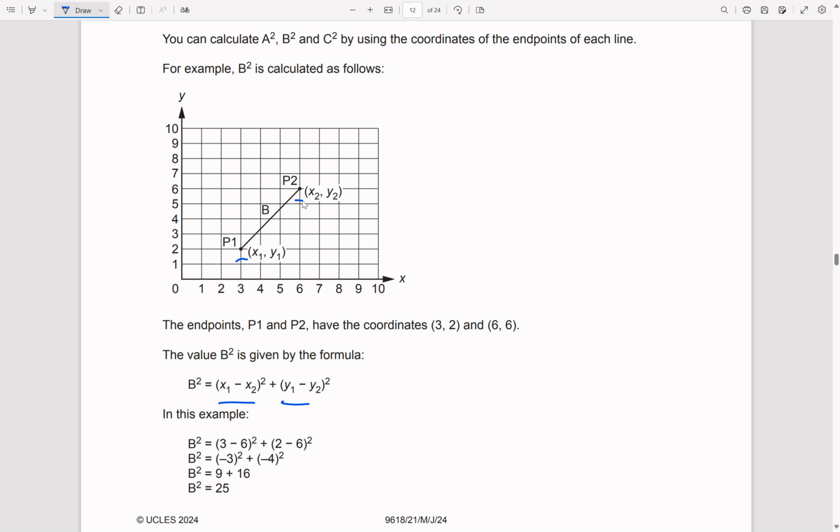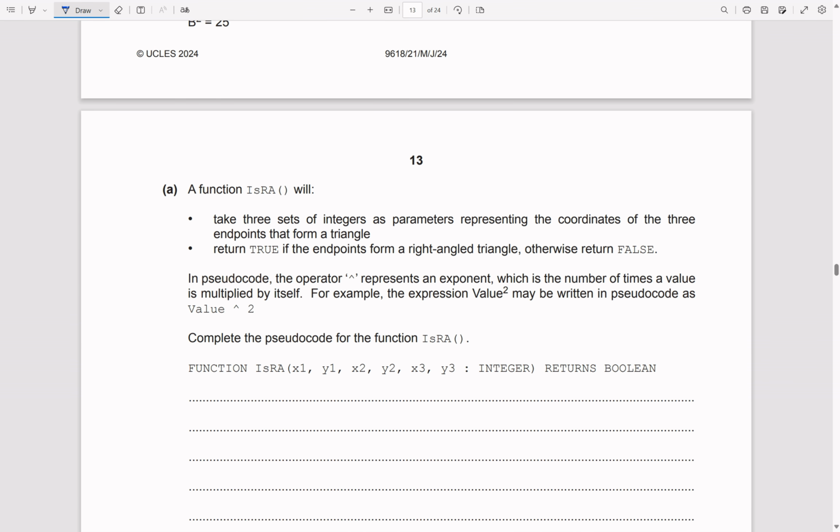This is just doing Pythagoras here: the x difference, the y difference, and then calculating this triangle. So a function, is right angle, will take three sets of integers as parameters representing the coordinates of three endpoints that form a triangle, and return true if the endpoints form a right angle triangle, otherwise return false. In pseudocode, the caret operator represents an exponent, which is the number of times a value is multiplied by itself. For example, value squared is written as value, then the caret 2.